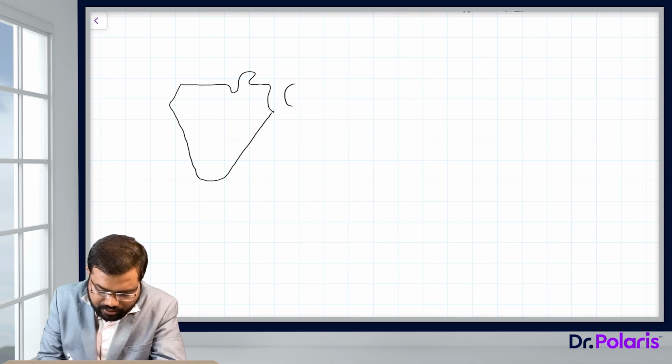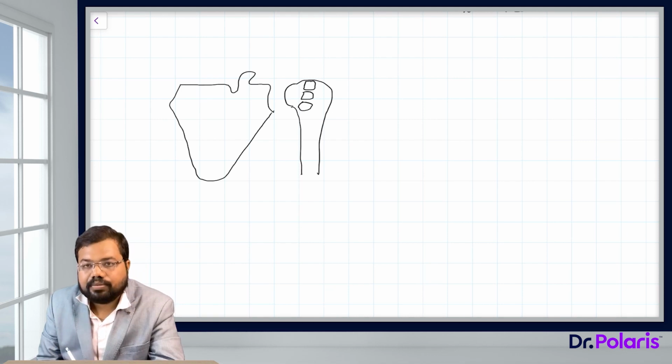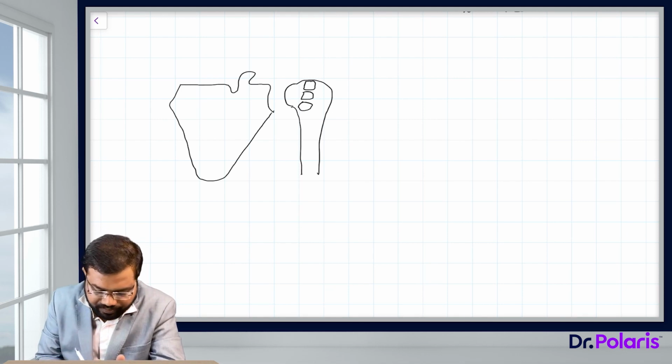And this is the humerus with its greater tubercle. And the greater tubercle has three impressions. Please remember what those three impressions are; I will discuss that. And here is the spine of the scapula.